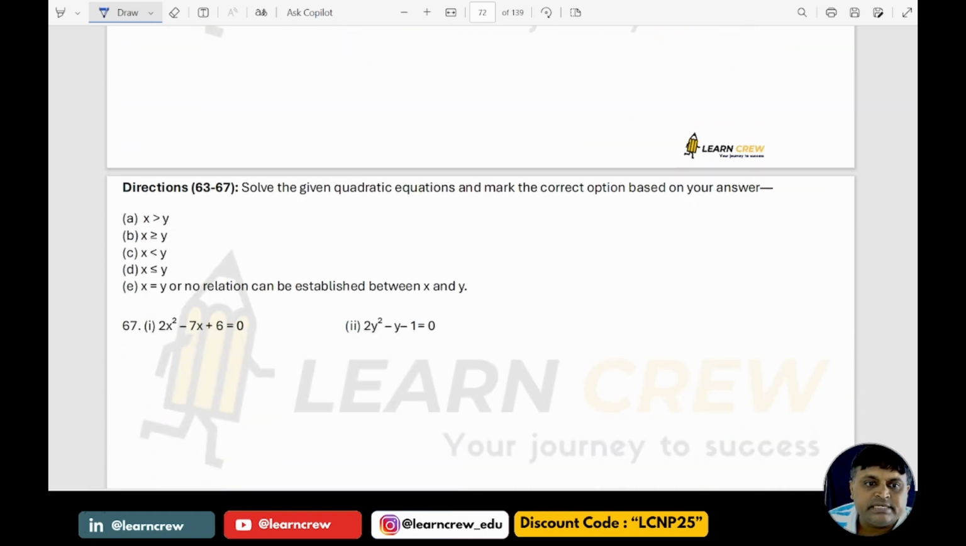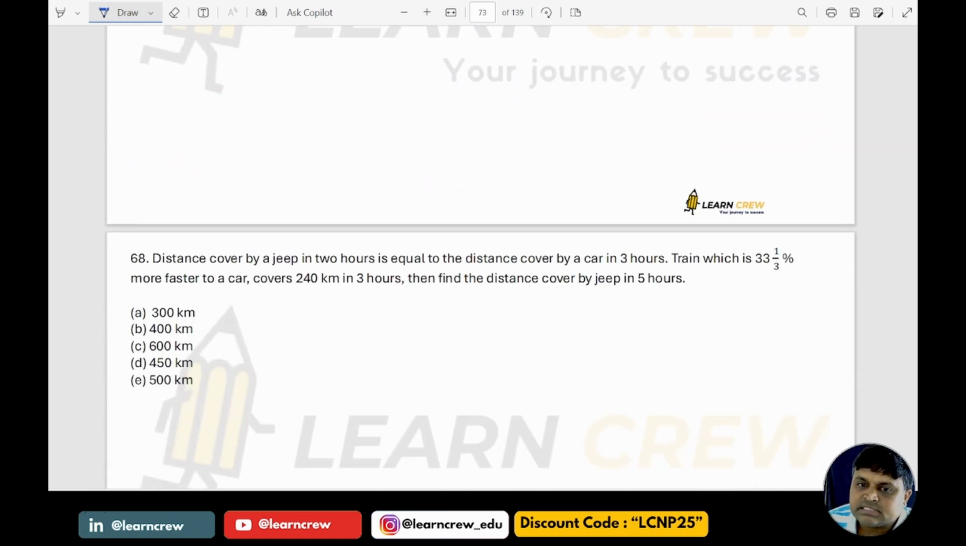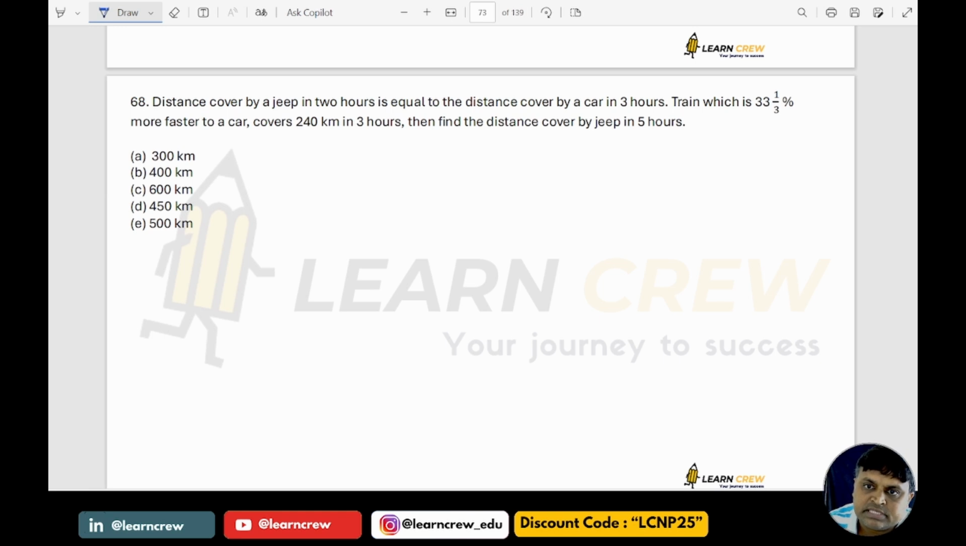Now the 67th question. 2 6s are 12. 4 and 3. So thereby x is 4 by 2 and 3 by 2. That is 2 and 3 by 2. And 2 by 2 into minus 1 minus 2. Thereby y is equal to, how much are you going to get? Minus 1 by 2, 1. So here you can say x is definitely more than y. Next, the distance covered by a jeep in 2 hours is equal to the distance covered by a car in 3 hours.